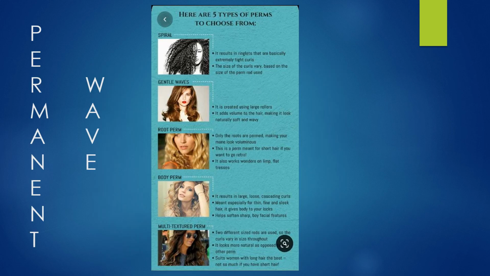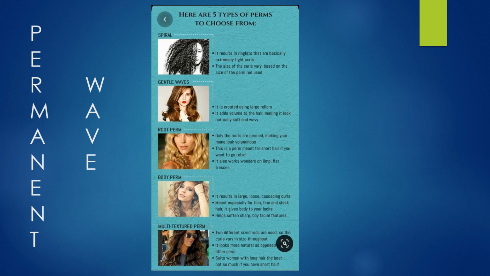Here are 5 types of perms to choose from. The top perm, you have a spiral. It results in ringlets that are basically extremely tight curls. The size of the curls vary based on the size of the perm rod. Next, you have gentle waves. It is created using large rollers. It adds volume to the hair, making it look naturally soft and wavy.